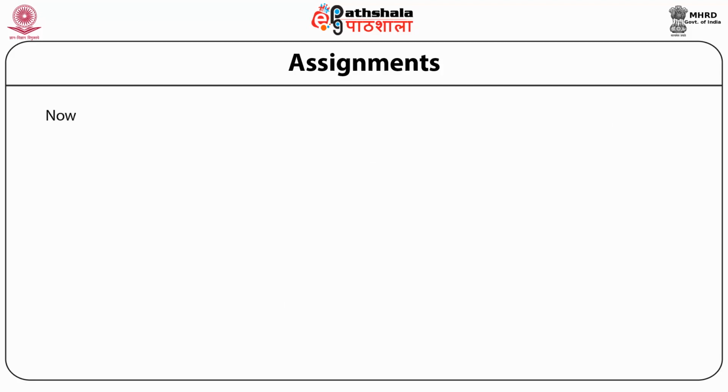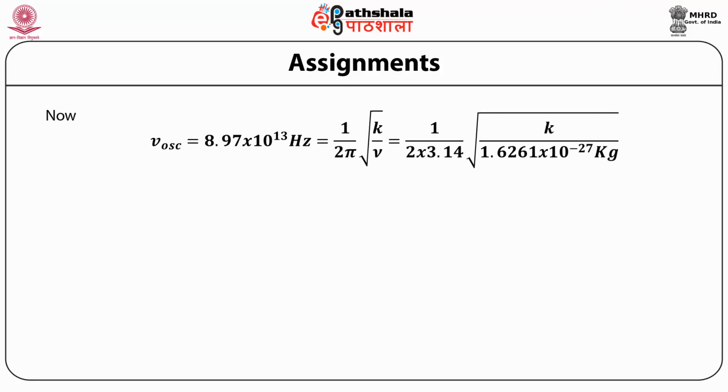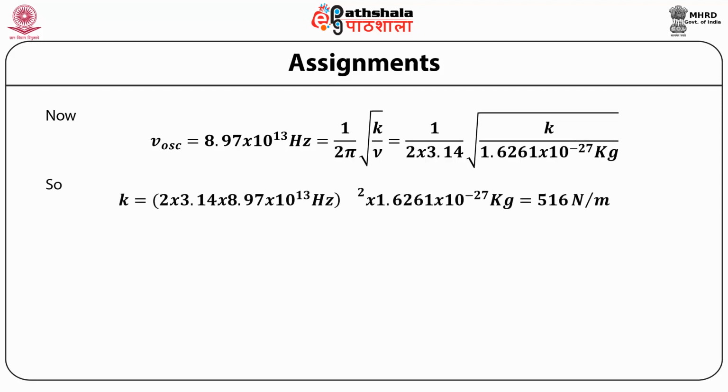So nu oscillatory is again 8.97 into 10 to the power 13 hertz, as has been given to us. It is equal to 1 by 2 pi under the root of k upon mu, which is equal to 1 by 2 into, putting the value of pi as 3.14 and the value of mu as 1.6261 into 10 to the power minus 27 kilogram, so that k can be calculated from this, and it comes out to be 516 Newton per meter.